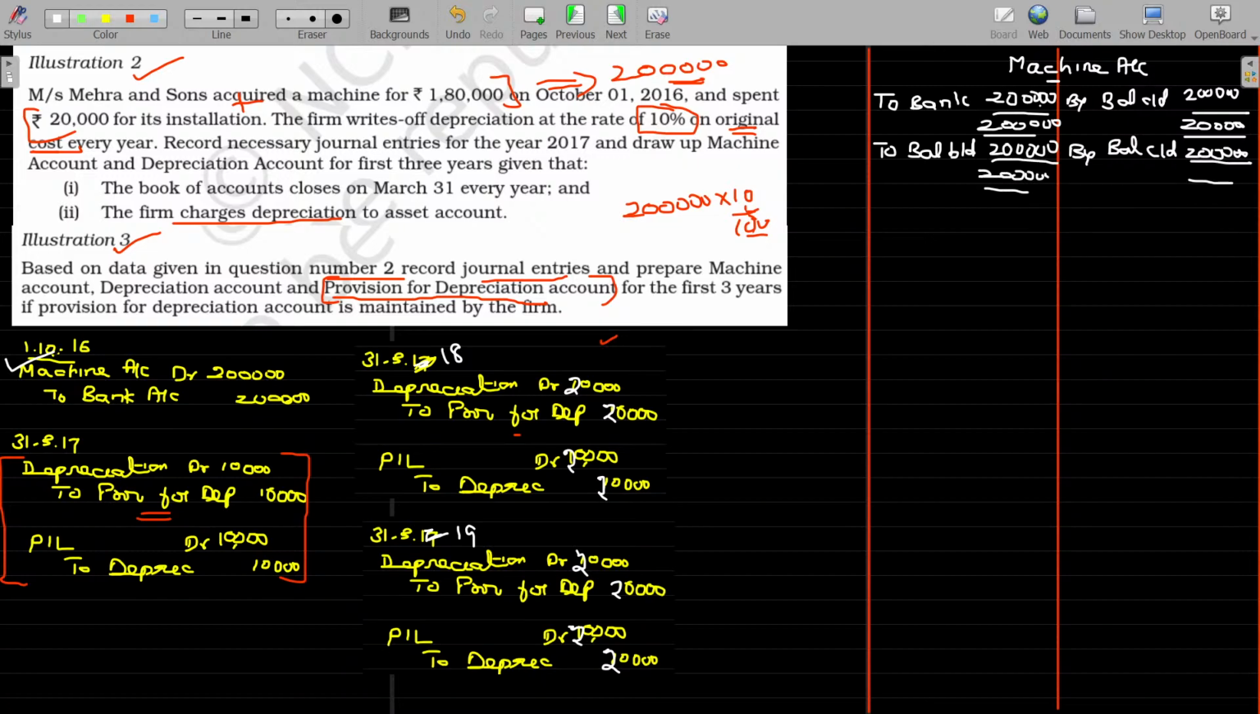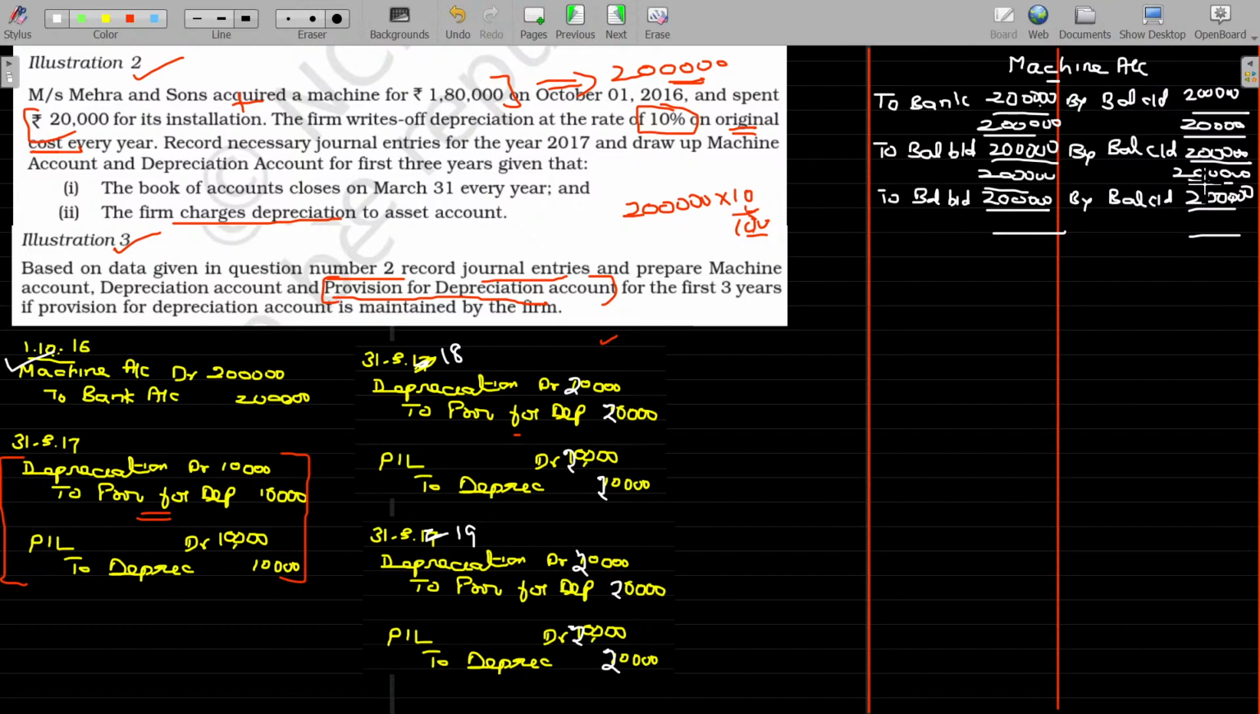Third year, again it remains the same. In the beginning of the third year, balance brought down, 2 lakhs. And this becomes balance carried on as it is. That's all. Because the amount of depreciation is not going to be adjusted in the asset account, the asset account will appear in the balance sheet as an asset itself, at full value.